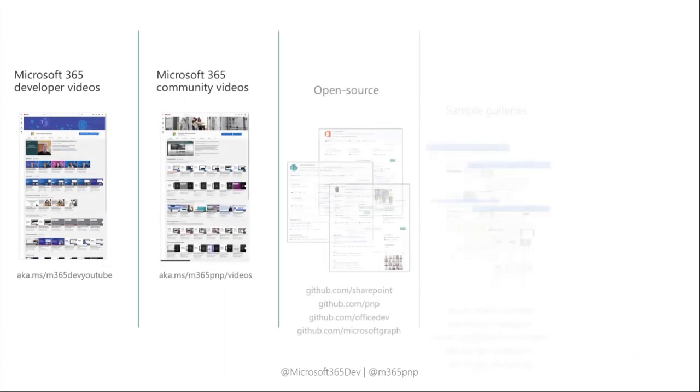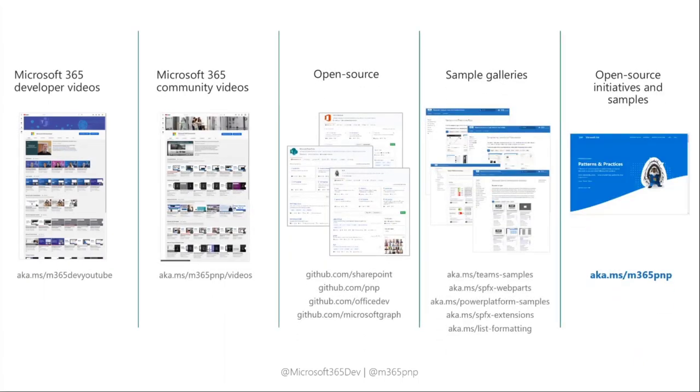Now, there are a plethora of resources available. The videos, there are community videos and developer videos that are available to you. There's a number of open source community opportunities here around Office Dev, Microsoft Graph, Patterns and Practices. These include things like the CLI, PnPjs, a number of resources and tools that you can not only utilize, but that you can contribute back to as well. And of course, we have our sample galleries, and all of these sample galleries include samples that were not created by Microsoft, but were actually created by members of the community, such as yourself. And so we'd like to see you contribute to these as well.